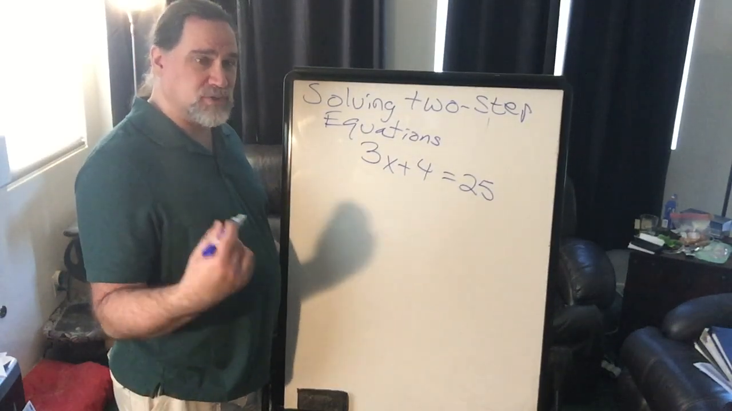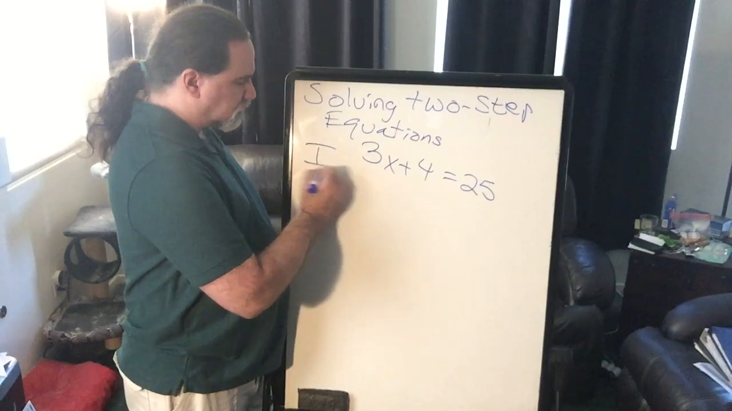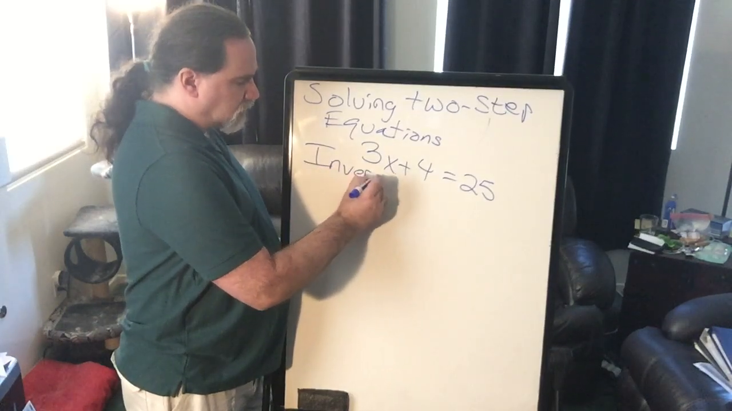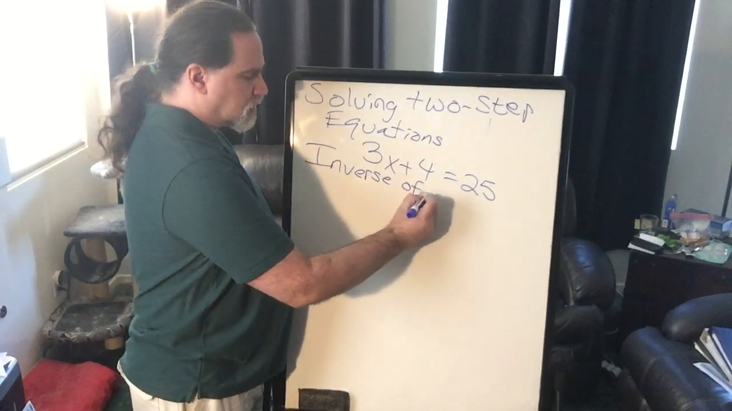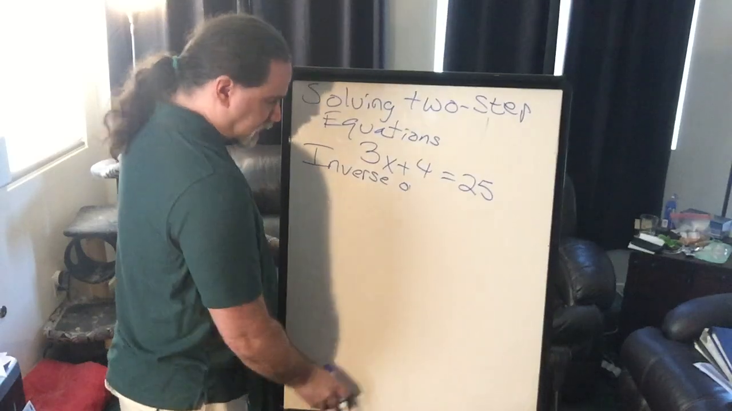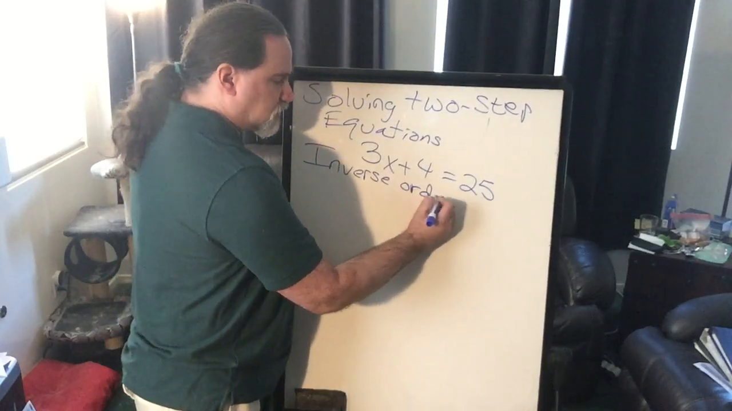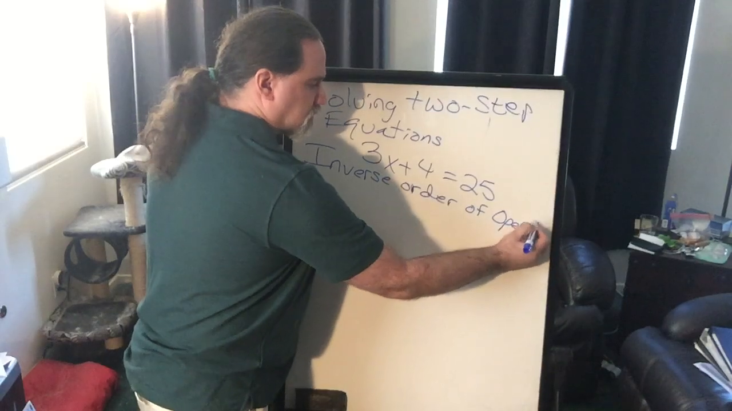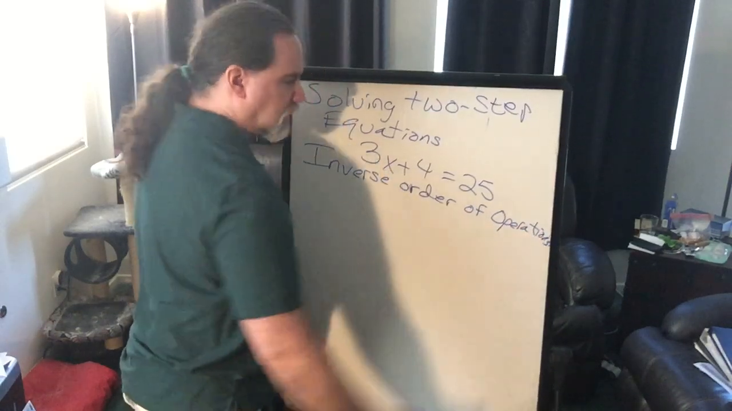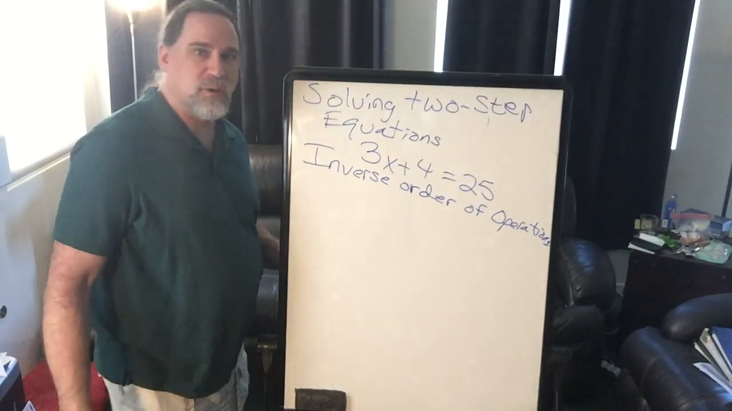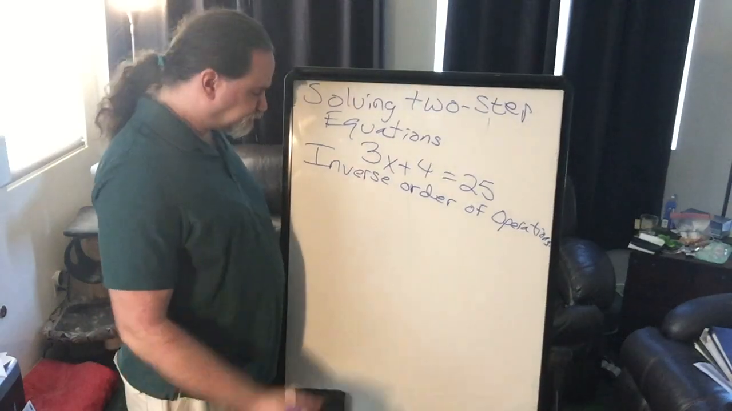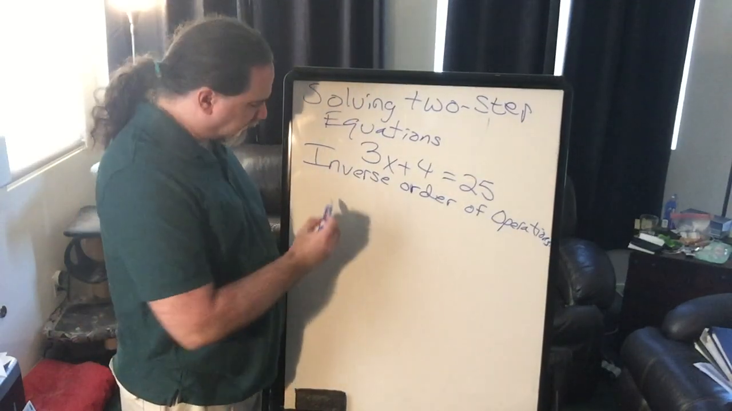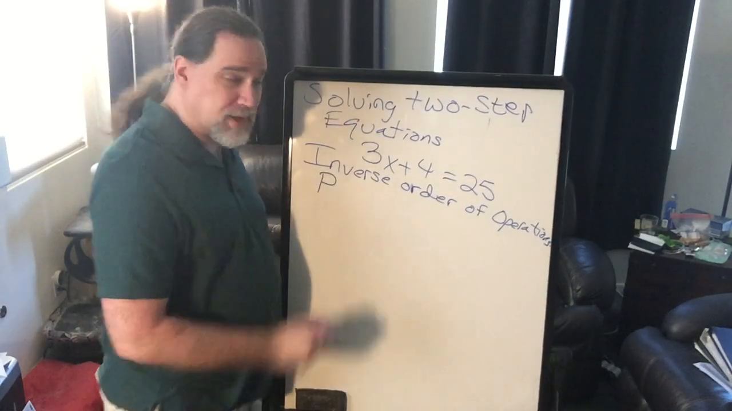I want to undo it, so I'm going to use something called the inverse order of operations. Lots of O's. Inverse order of operations. Now, what is that inverse order? Here's the part you got to keep in mind. The inverse order is P, parentheses.